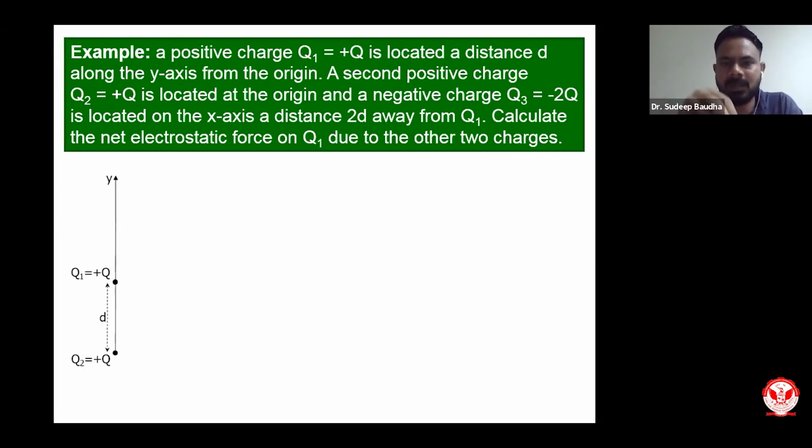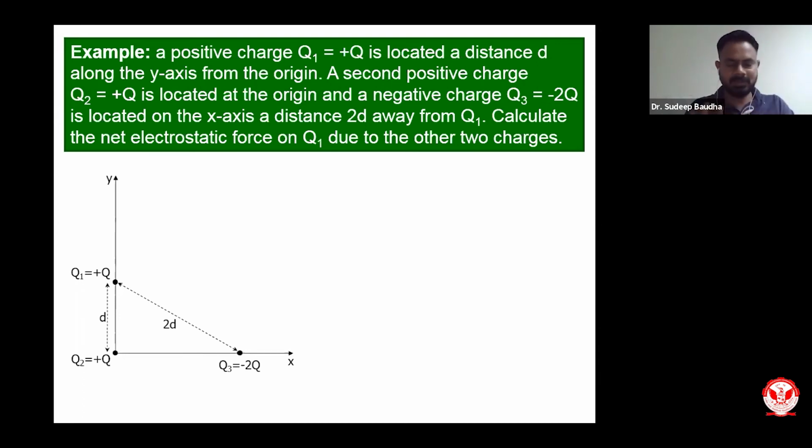Then we have another part. There is a negative charge Q3 that is minus 2Q, and it is located on the x-axis at a distance of 2d away from Q1. Please remember, this is the x-axis now. So we have formulated the x and y axes. We have the charge Q3, minus 2Q, and the distance between Q1 and Q3 is 2d, as it is in the question. This is the scenario now.